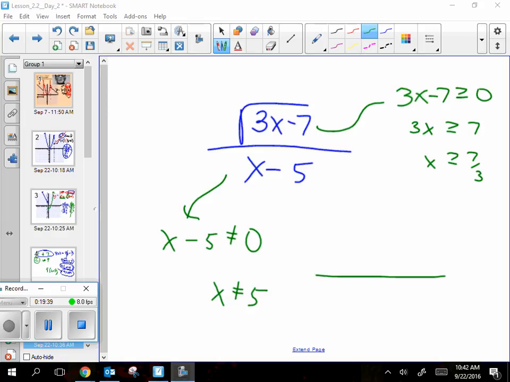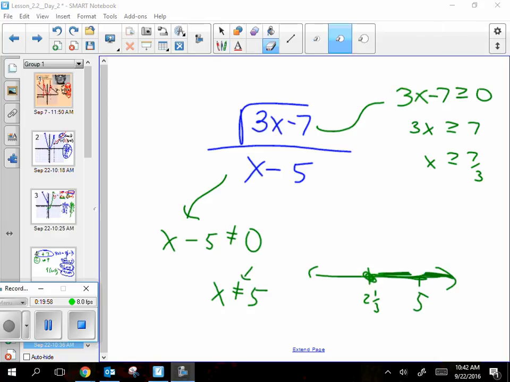So then we put these together, and this one is at 2 1/3. Here's 2 1/3, also known as 7/3. And it can be bigger than or equal to that. But wait, there's more. 5 hits right here. Can it be 5? No, it says not equal to 5. Should be an empty spot right there. And that's how you get your graph for the domain of that function.